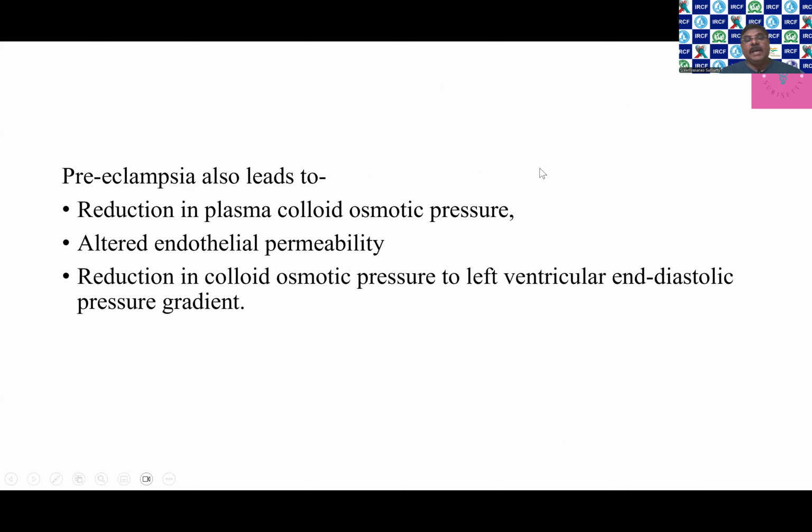So preeclampsia, along with the pressures of the cardiac status, also affects the plasma colloid oncotic pressure. The plasma colloid oncotic pressure will decrease, and it alters the endothelial permeability. They are very sensitive to fluid shifts, especially preeclampsia patients. And reduction in the colloid oncotic pressure to the left ventricular end-diastolic pressure gradient. All these three things may lead to pulmonary edema in preeclampsia patients.